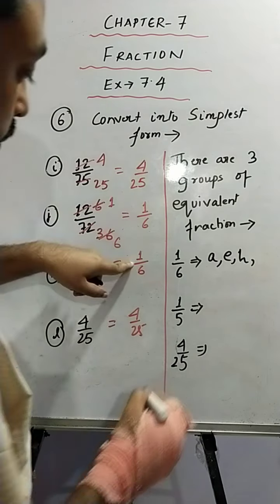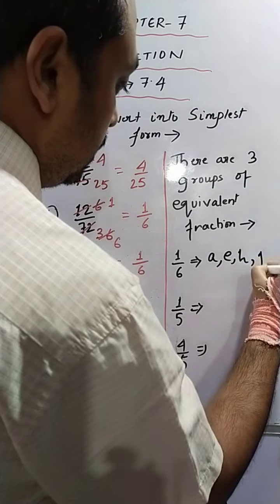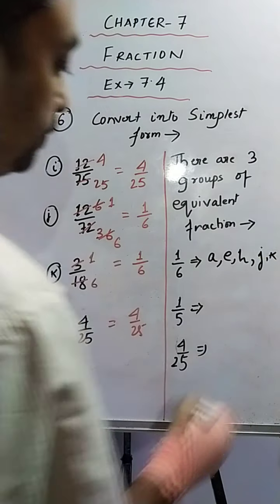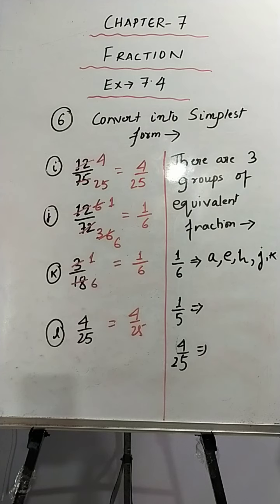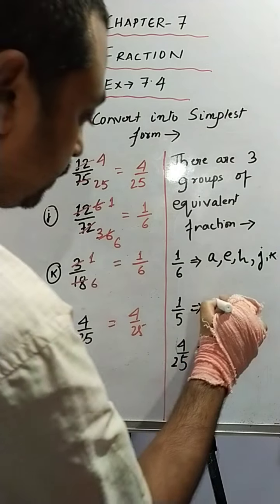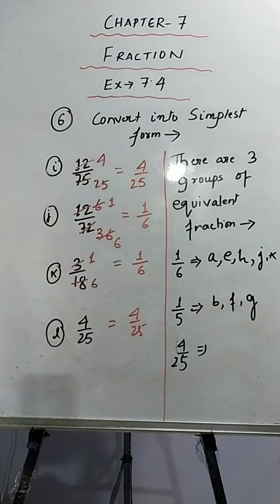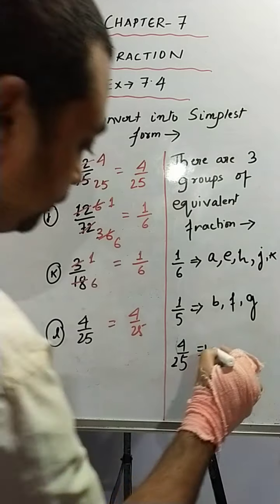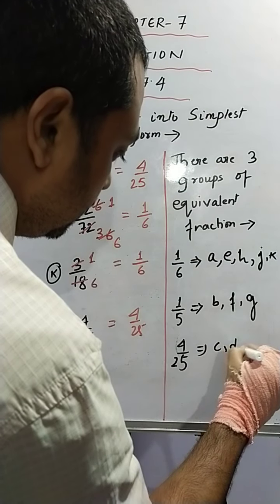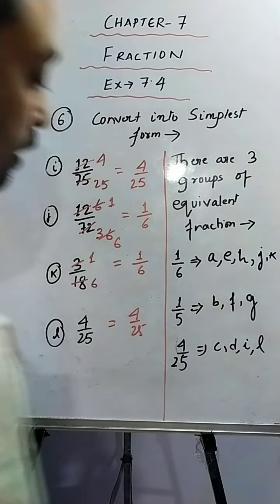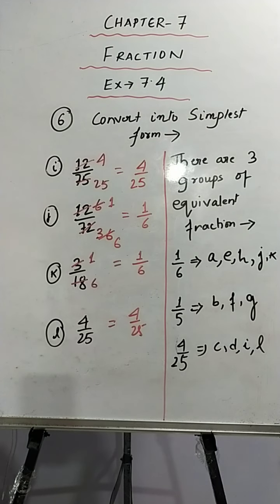See, 1 by 6, J and K also. And 1 by 5 we got for which numbers? B, F and G. And 4 by 25 we got for C, D, I, and L. Okay, so this is how you'll conclude question number 6.